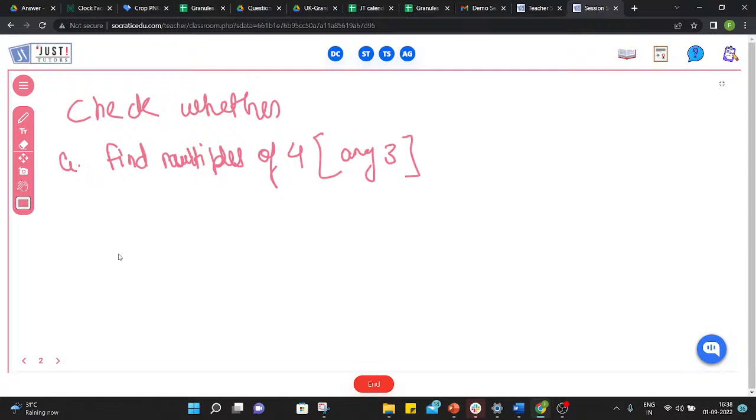8 is a multiple of 4, 16 is a multiple of 4, 12 is a multiple of 4, 40 is a multiple of 4, 400 is a multiple of 4, 4000 is a multiple of 4, 40,000, 400,000, 4 lakh, 4 million, 40 million, 400 million, 4,000 million, or 4 billion. Okay, so there are an infinite number of multiples of 4.